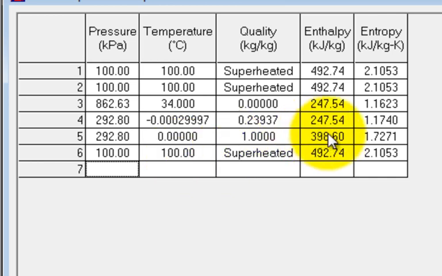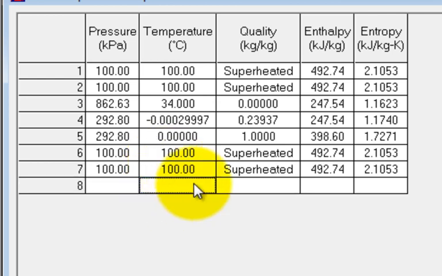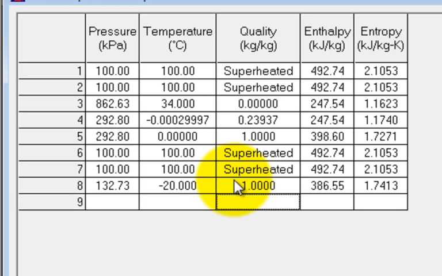What about state seven? Same thing. I really don't know the pressure yet. And then finally, for state eight, its temperature is negative 20, and it's saturated vapor, quality one. Now, I know the pressure. So I copy that pressure, I go back to state seven, and I say the pressure there, and the enthalpy at state seven was the same as the enthalpy at state three. So I come up here to enthalpy state three.